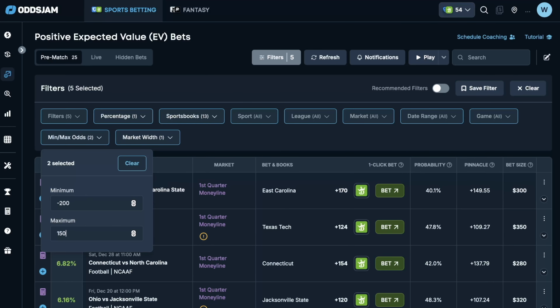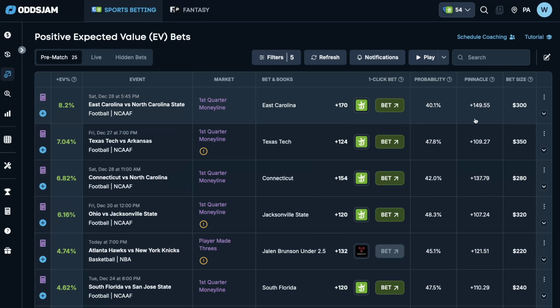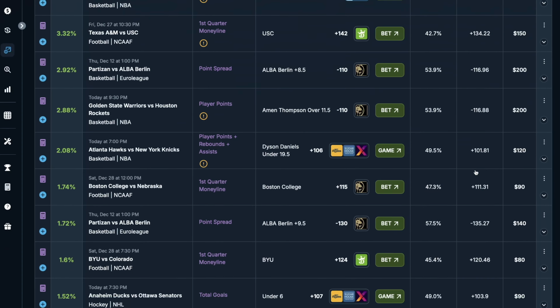So for your odds range over at OddsJam, you can set this up for a minimum odds of minus 200 and your max odds of plus 150. This is the range that we're going to attack with this strategy. And again, depending on our fair odds that we're receiving right here and our win probability, that's how we're going to determine how much money we should wager per play.